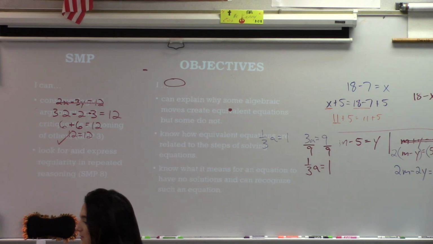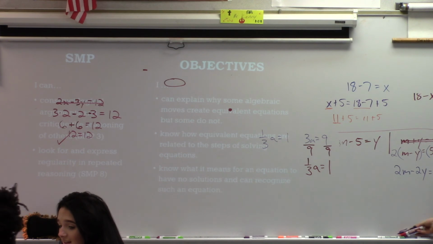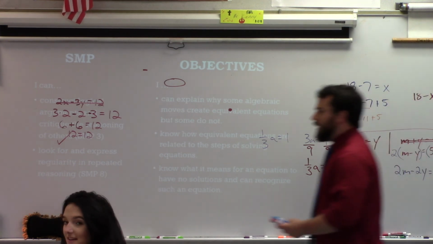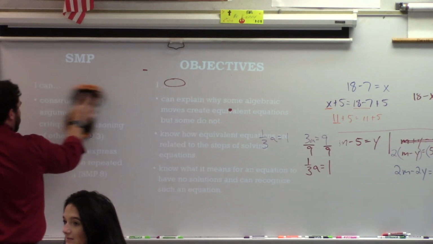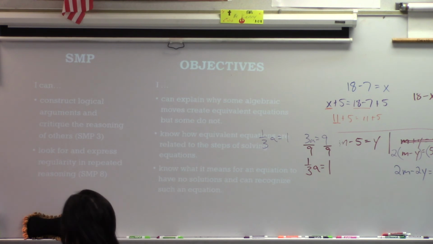All right, let's get started with lesson 7. Unit 2, Lesson 7 from Illustrative Mathematics. Braden, can you read our first objective for this lesson? I can explain how some algebraic moves create equivalent equations and some do not.